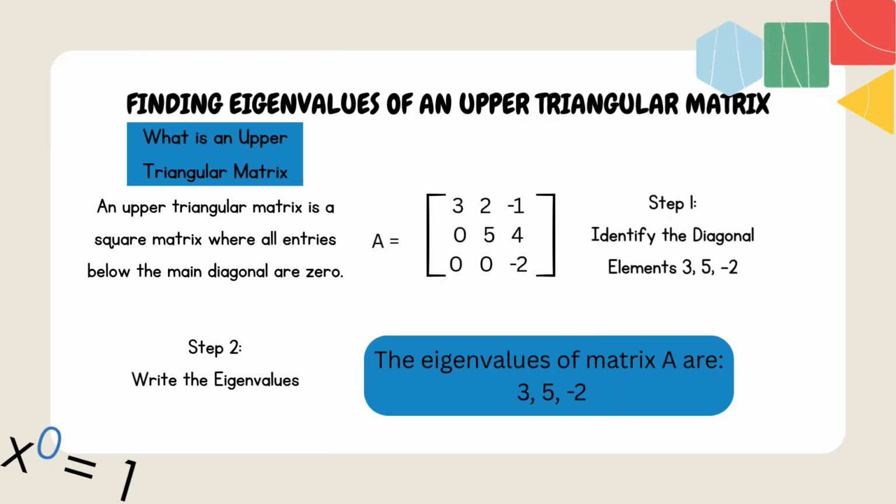Let's learn how to find the eigenvalues of an upper triangular matrix. An upper triangular matrix is a matrix with all 0 below the main diagonal. In this example, matrix A is an upper triangular matrix. Step 1. Identify the diagonal entries. They are 3, 5 and -2. Step 2. Since it's a triangular matrix, these diagonal entries are directly the eigenvalues. So the eigenvalues of matrix A are 3, 5 and -2.